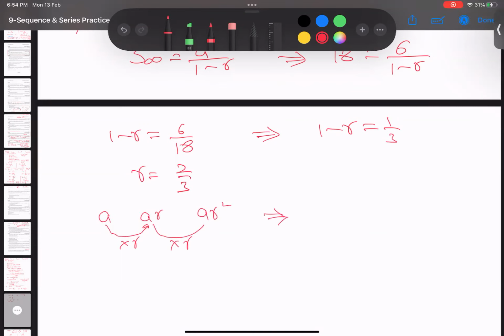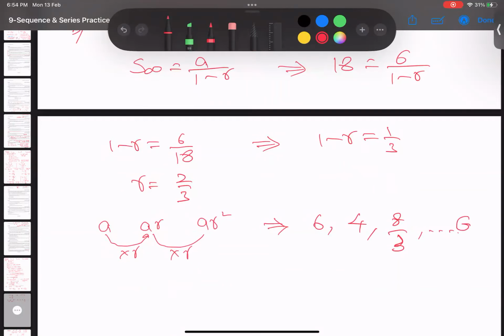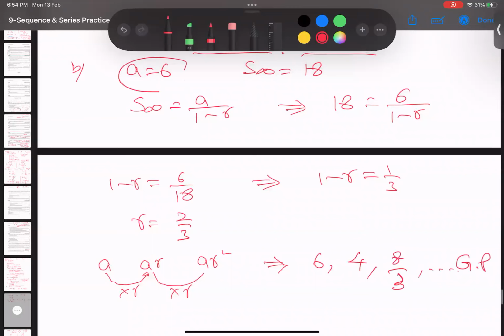So let's see what the first term is. The first term, it's very clear, is 6. Second term, ar, so 6 times 2 over 3. 2 divided by 3 times 6 gives you 4. And then again 4 multiplied by 2 over 3 becomes 8 by 3. This is a very clear approach. This is our original geometric progression. I repeat: the first term is 6, then I multiply this 6 with the common ratio as I said before, and then I can proceed. Wait a minute, please: 4 into 2 by 3, yes, correct.